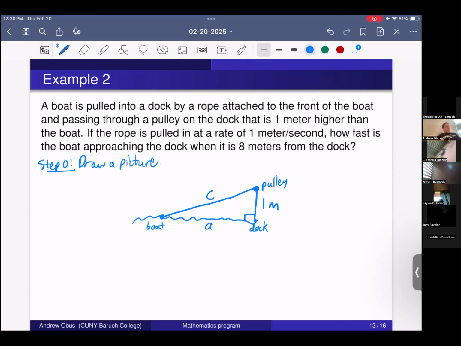And the point of the related rates problem is that the problem is giving you some information about how C is changing. What we have is dc dt, the rate of change of C with respect to t, the rope is being pulled at a rate of 1 meter per second. So dc dt is 1. But what the question is asking is, sorry, what is dA dt when A equals 8?